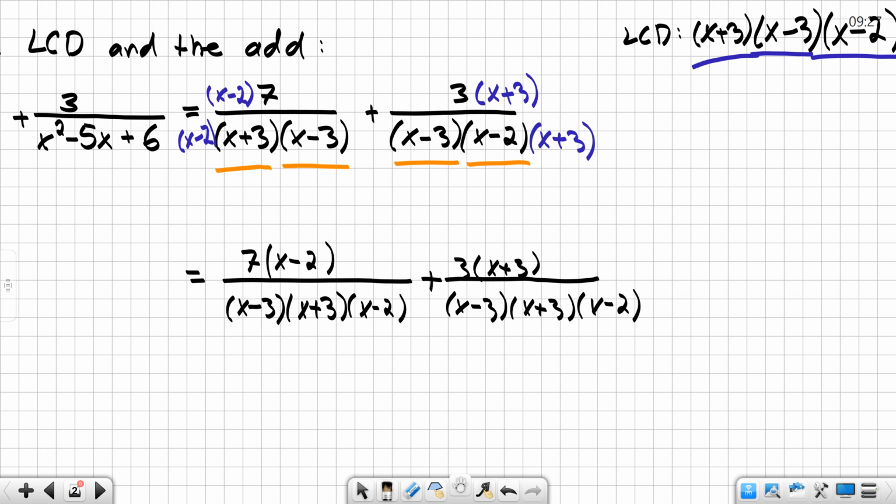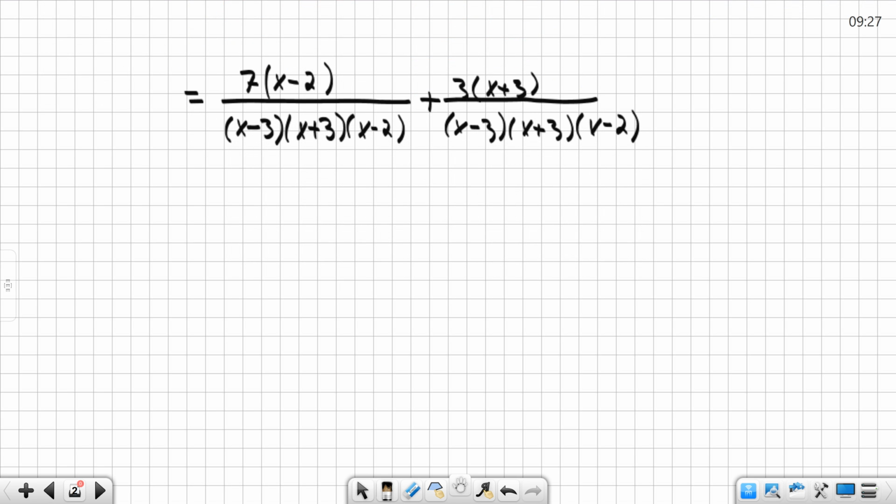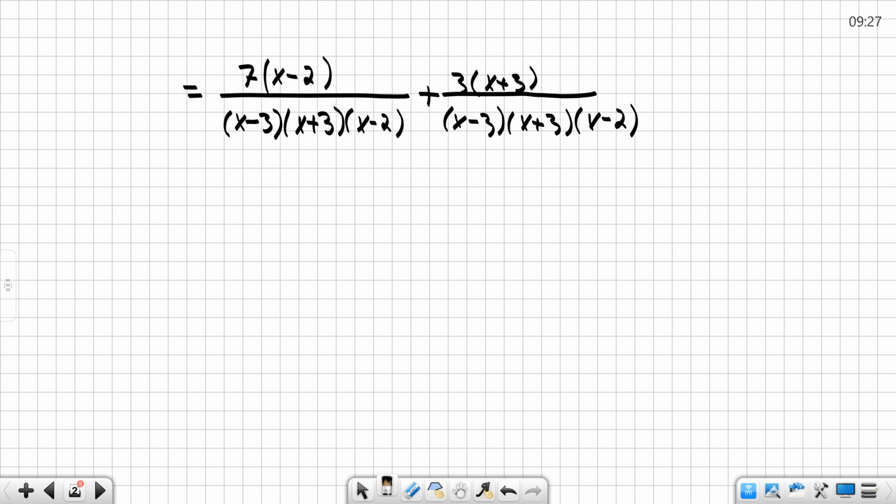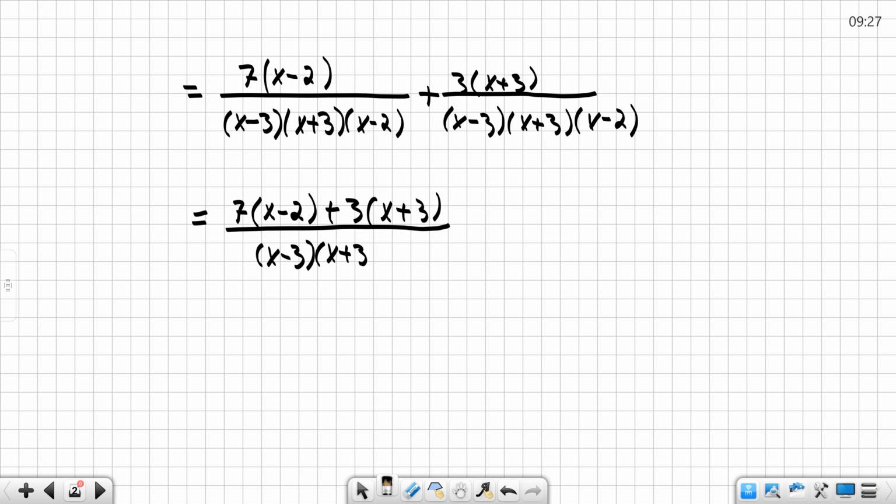So I am now doing the exact same thing as I had with denominators in the sections prior to this one. I will now just add the numerators and divide this by the common denominator, the long one, x minus 3 times x plus 3 times x minus 2. Now, I am simplifying the numerator.